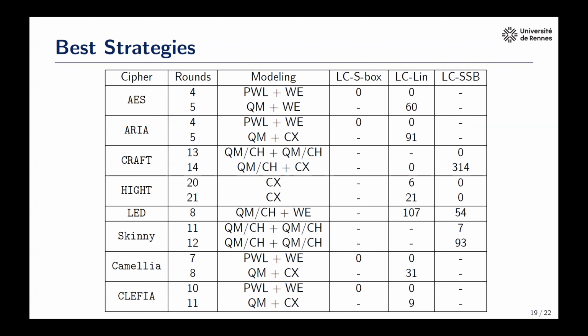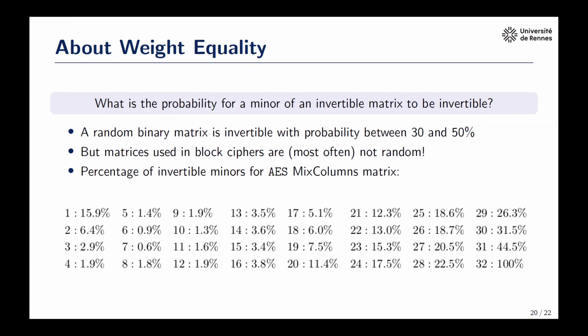And one word about the weight equality. So why does this modelization not work in practice? The question is, what is the probability for a minor of an invertible matrix to be invertible? You know that if you take a random binary matrix, it will be invertible with a good probability. But the matrices we use in cryptography are not random and are very sparse. So when you look at the minors of the AES MixColumns matrix, you can see that the probability that a minor is invertible is very, very low.